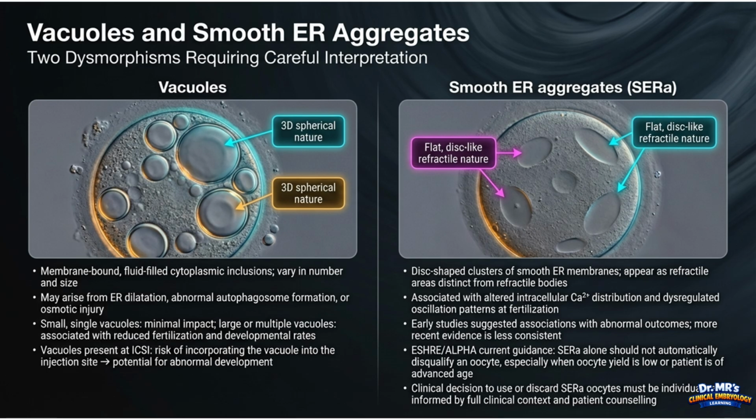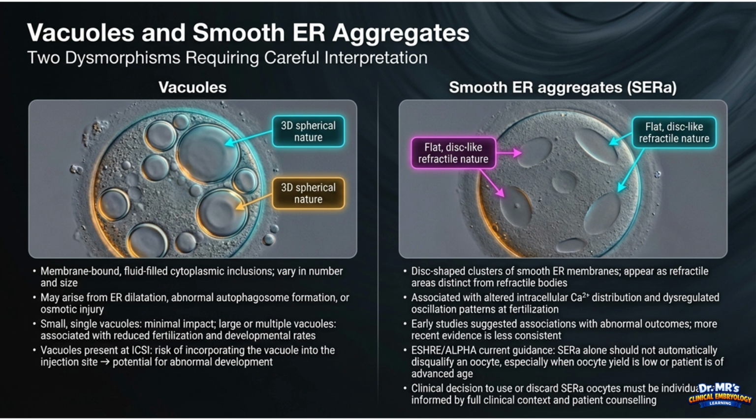Small, solitary vacuoles are generally considered to have minimal clinical impact, and oocytes bearing them are typically used without reservation. Large vacuoles, or multiple vacuoles occupying significant cytoplasmic volume, are a different matter. These are associated with reduced fertilization rates, impaired early embryo development, and higher rates of developmental arrest.